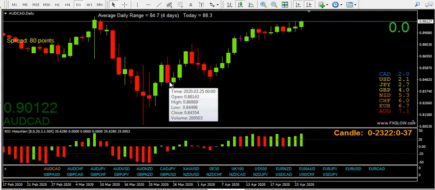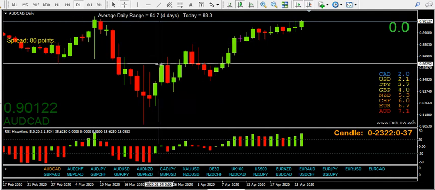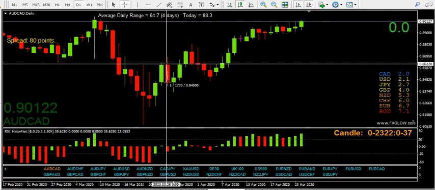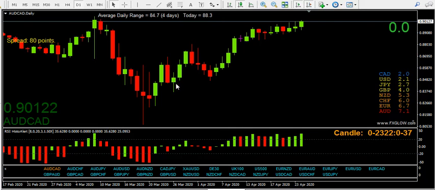Retracement, massive, whole day of pulling back. Not sure how many pips that is. If my mouse works properly, we can get a rough idea. 180 odd pips, 190 pips. If you include the next day as well, then almost double that. So right, that's that one covered.